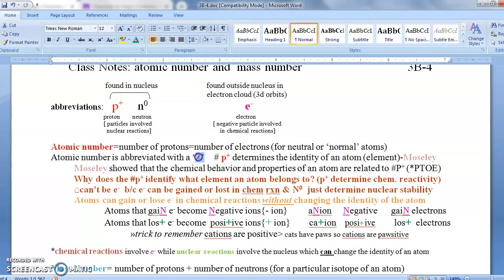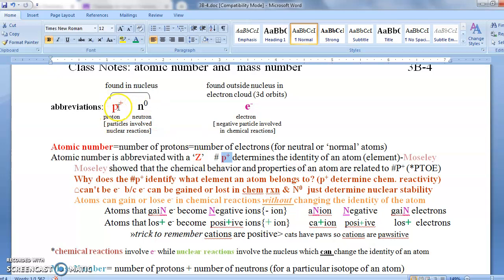Atomic numbers are abbreviated with the letter Z. Now, protons are an extremely important number. The number of protons determines the identity of the atom, as was discovered by the scientist Moseley. Moseley realized that if you knew how many protons an atom had, you knew what element that atom belonged to, and you also could predict the chemical properties of the atom. Why did Moseley say that that would only work for protons?